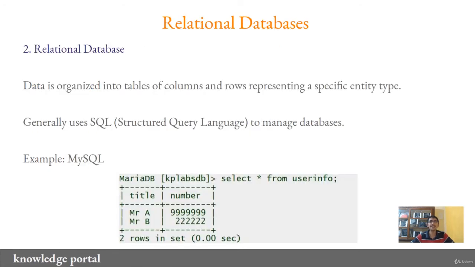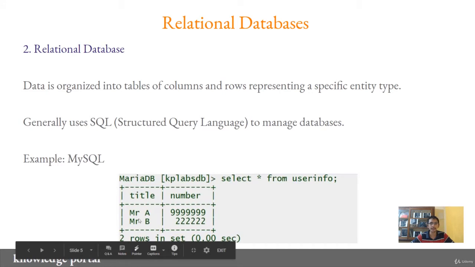The second one is the relational database, and relational databases are very popular. Under the relational database, the data is organized into tables which consist of columns and rows that represent a specific entity type. Generally it makes use of SQL, which is structured query language, to manage the databases. One very popular example that you'll see in the market is MySQL. This screenshot also gives a better understanding, where you have a table called user info, and now you see you have Mr.